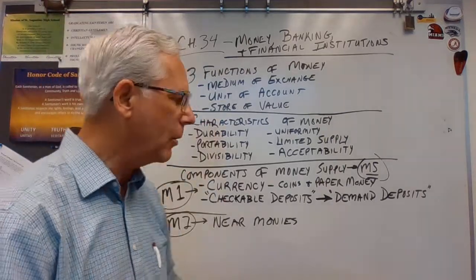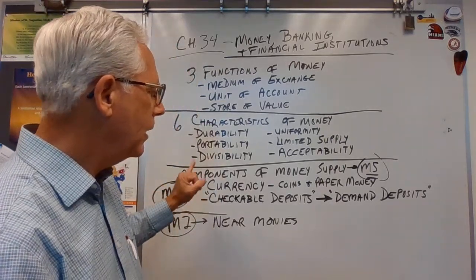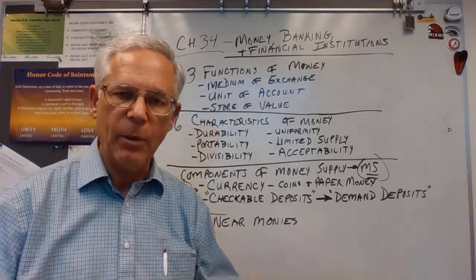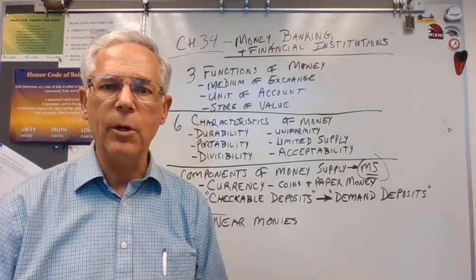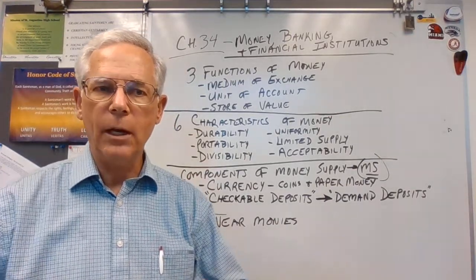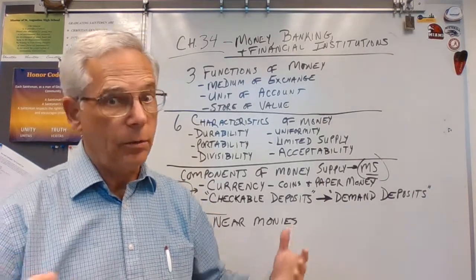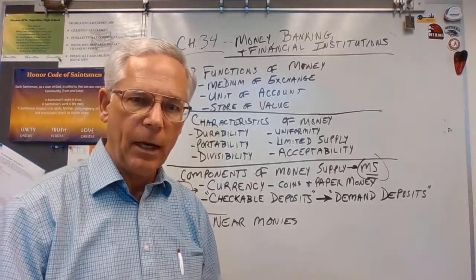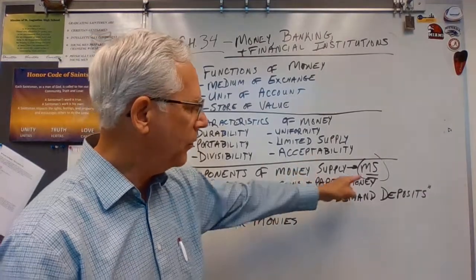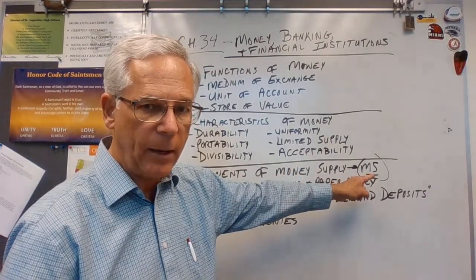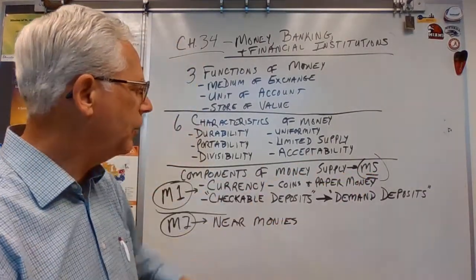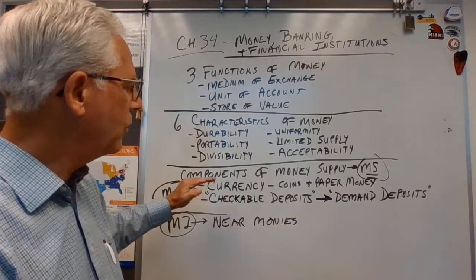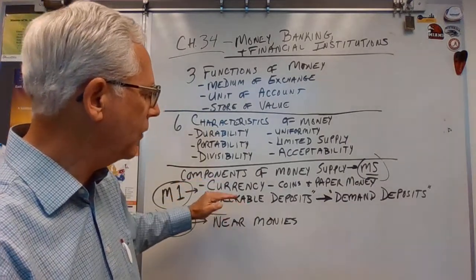So to wrap this video up, M1 is the primary money supply. It's the money supply that we're going to be referring to most of the time over the next week or two or three that we're talking about MS, money supply. So the money supply is always abbreviated as capital MS. And that money supply, M1, is composed of currency and checkable deposits.